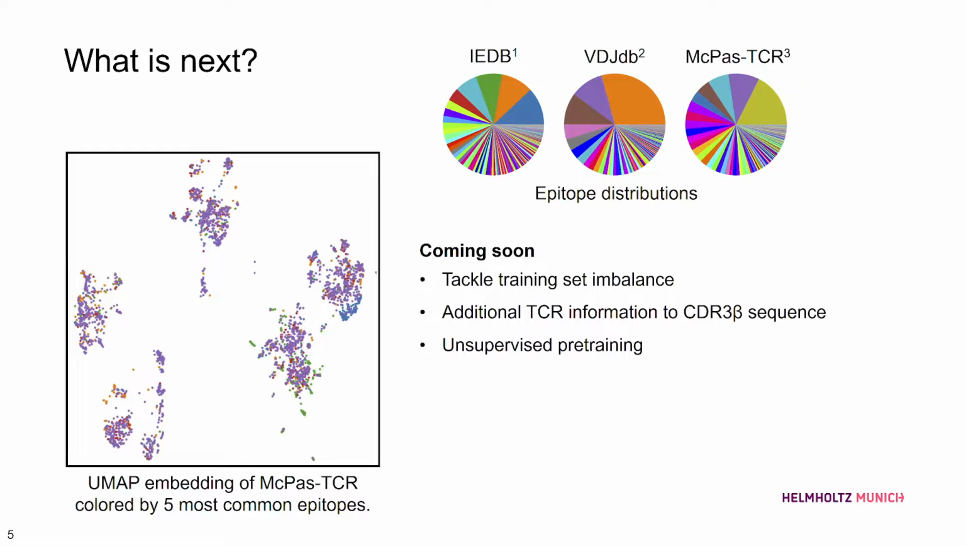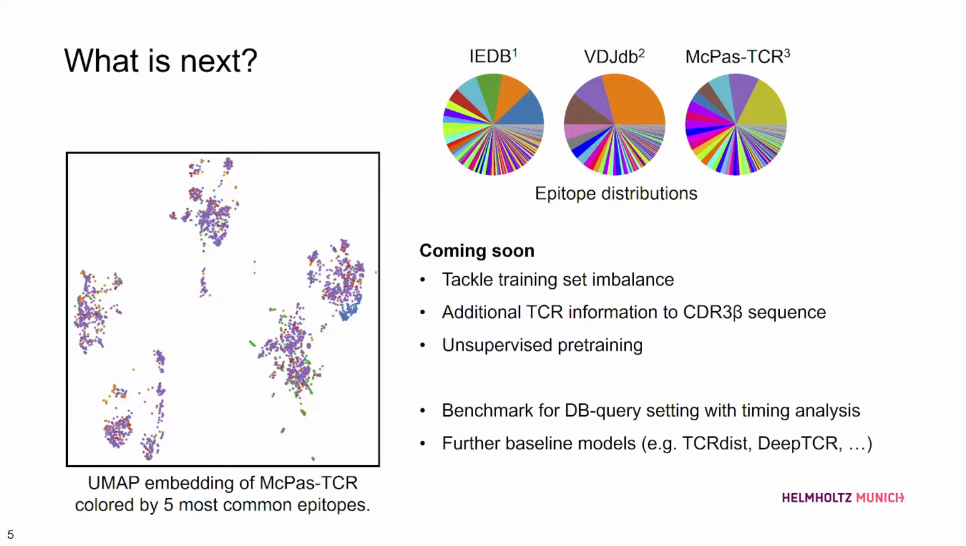Further, we want to incorporate additional TCR information besides the CDR3 beta sequence, but this leads to a missing value problem. The method can be further improved by using large corpuses of TCRs with unknown specificity for unsupervised pre-training. On the evaluation side, we further want to expand our benchmark in a more database query setting, including a timing analysis, since this is the major use case. We further want to include more baseline methods like the commonly used TCRdist or DeepTCR, which is an autoencoder-based method.